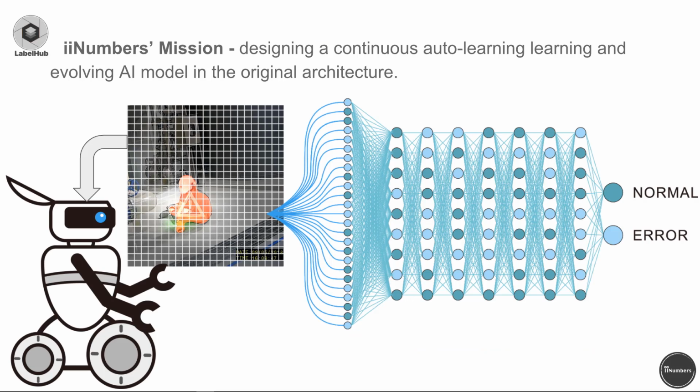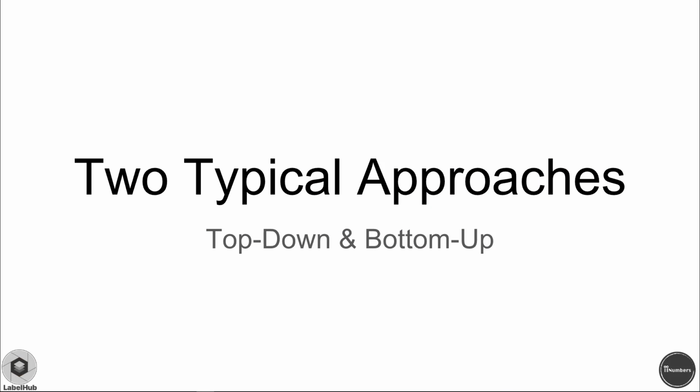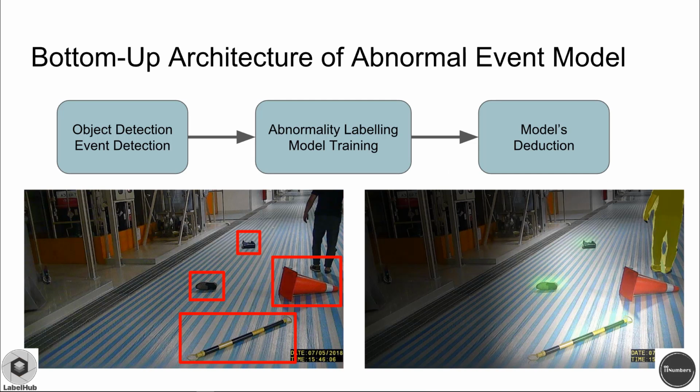In this case, IN Numbers' mission is to build continuous auto-learning and evolving AI models and architectures for the inspection robot, which can learn new objects and events by human labeling. There are two main approaches to build the architecture. The first one is the bottom-up approach.